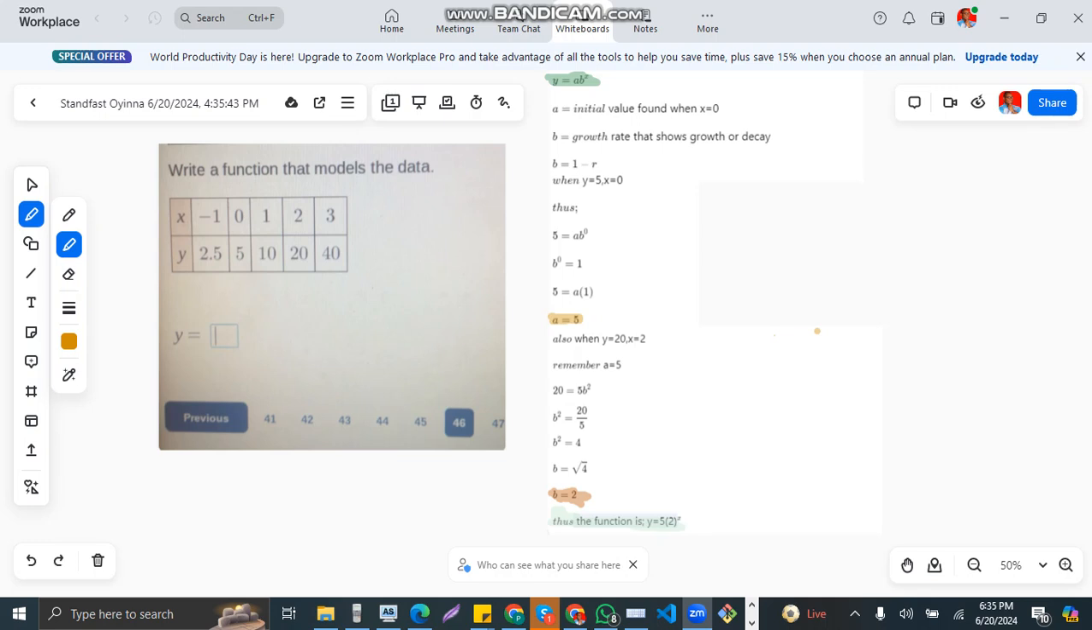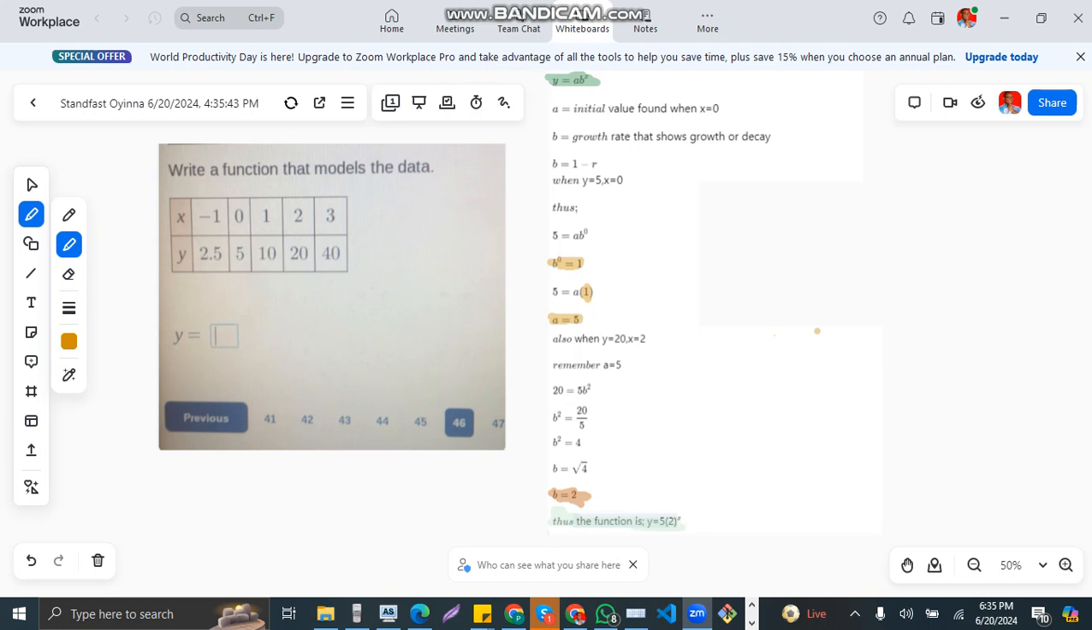So thus, if we put in those values, where you have y, now you have 5, and where you have x, you have 0. Now, coming down, b raised to the power of 0 at this point. B raised to the power of 0 is what? 1, because anything raised to the power of 0 gives you 1. So b raised to the power of 0 is 1. This means that when we have b raised to the power of 0, we can replace it with 1, which is what we have done.